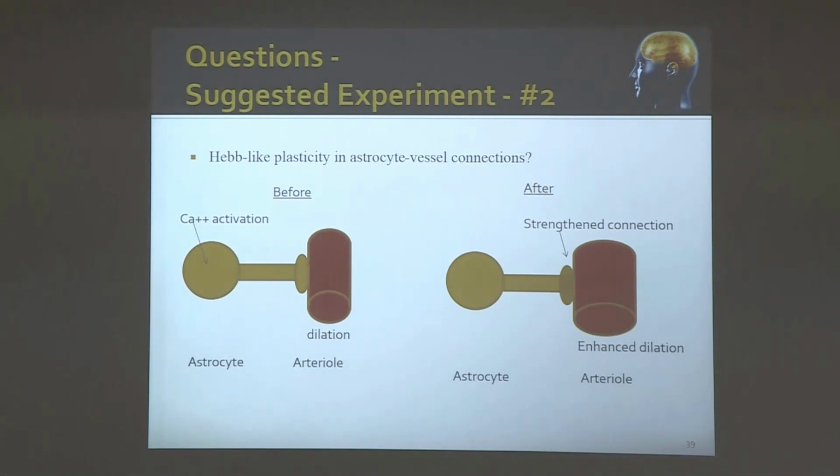You are activating pre, you're activating post, do it again and again, a bunch of times. And after that, you activate only pre, the vessel should dilate even more than what it was dilating originally. That's LTP, right? Happening on the astrocyte vessel system.